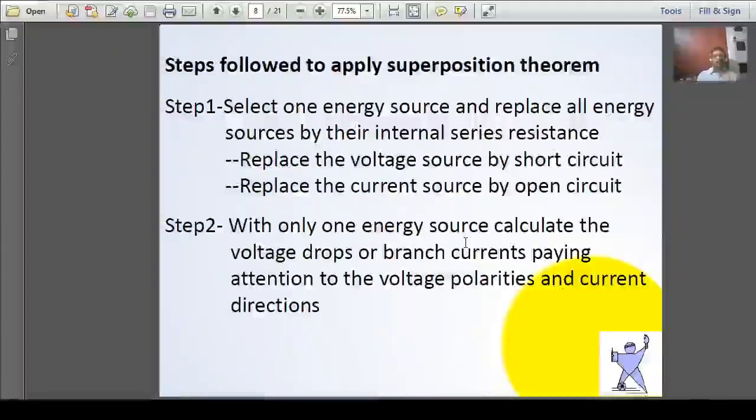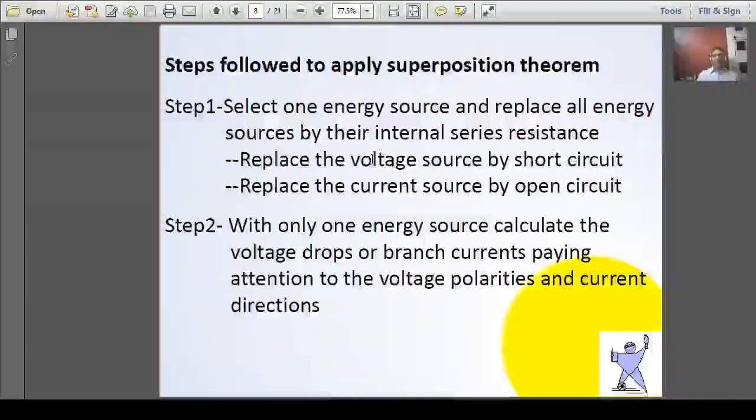So there are certain steps that must be followed while applying the superposition theorem for a given network in order to calculate the response. The first step is that out of the many energy sources, we will select only one energy source at a time, and all the other energy sources will be replaced by their internal resistance. As I told earlier, all the voltage sources will be replaced by zero internal resistance, meaning short circuit, while all the current sources will be replaced by infinite resistance, meaning open circuit.